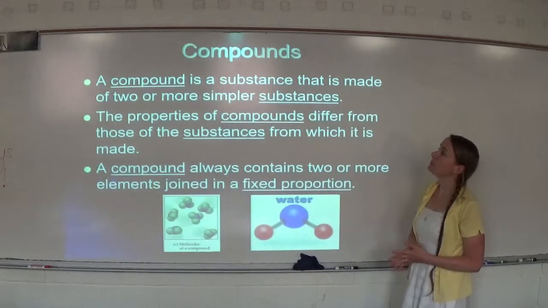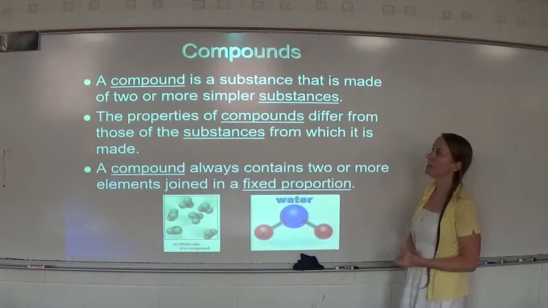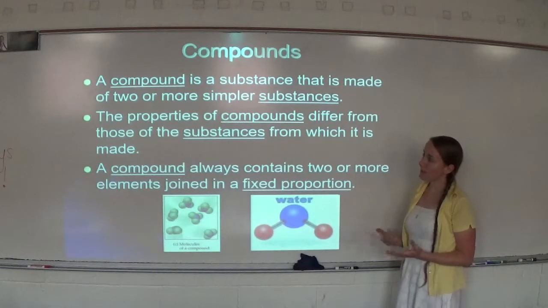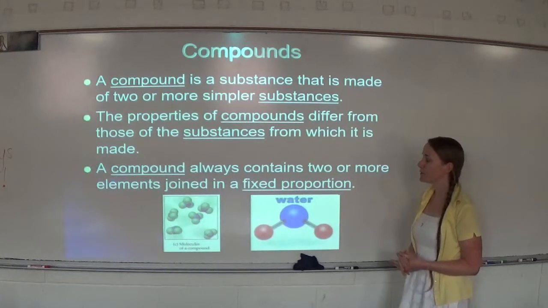A compound is a substance that is made of two or more simpler substances, or two or more elements. The properties of compounds differ from those of the substances from which it's made. A compound always contains two or more elements joined in a fixed proportion.